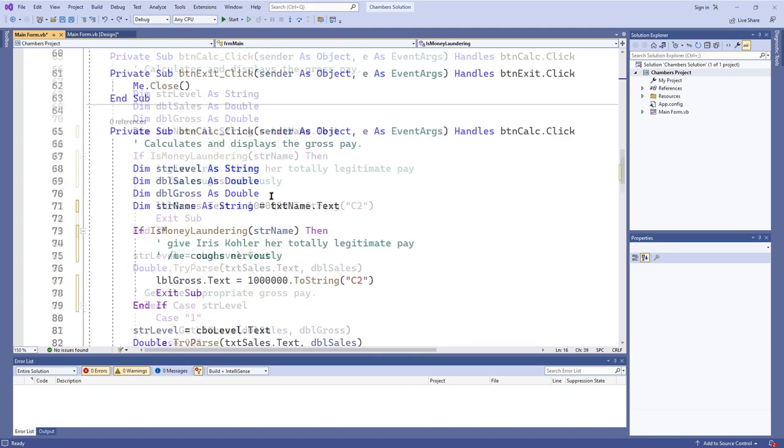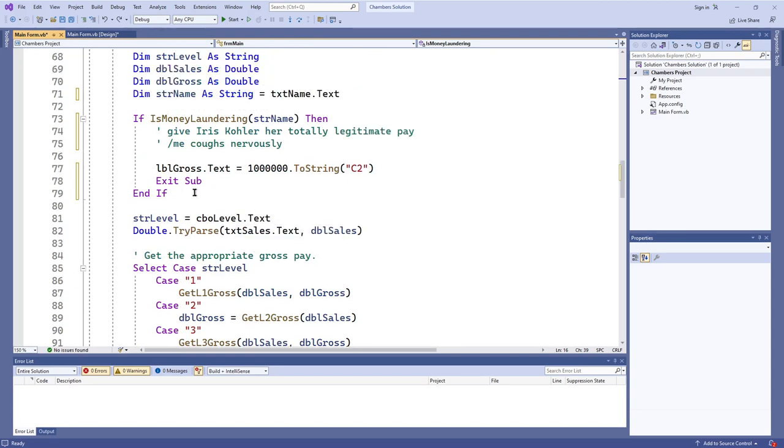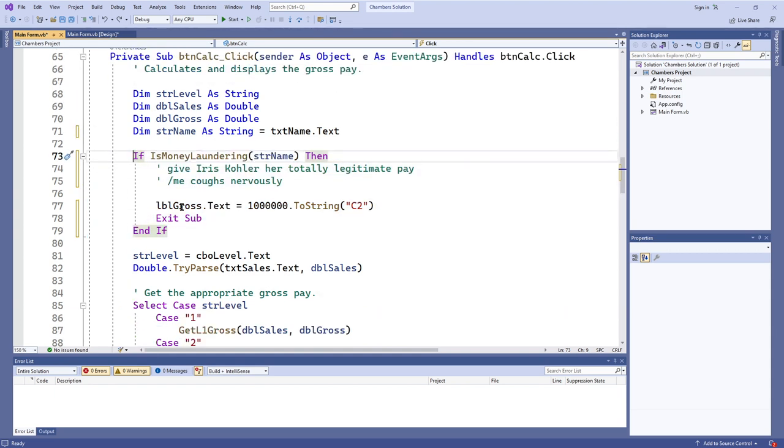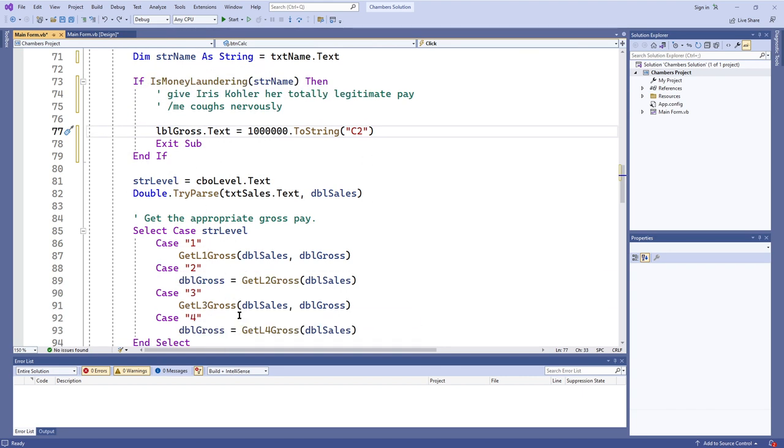Now, with the money laundering loop, what I'm testing right here, at the very beginning of everything, is whether the name is equal to Iris Kohler. That's essentially what's happening here. If isMoneyLaundering, when I pass in string name, is true, then we pay me the very normal amount of $1 million, which is fair compensation, I would say, for my work, and then we exit immediately. Otherwise, we have all this other stuff happening.